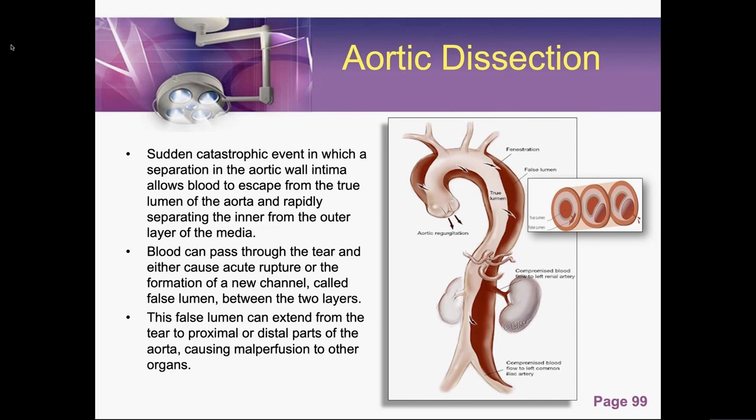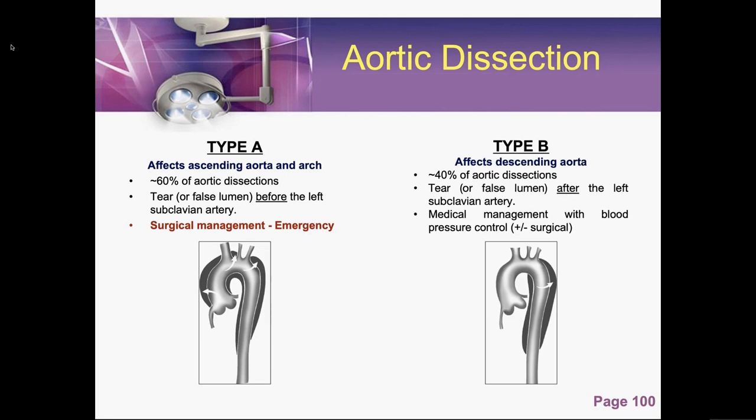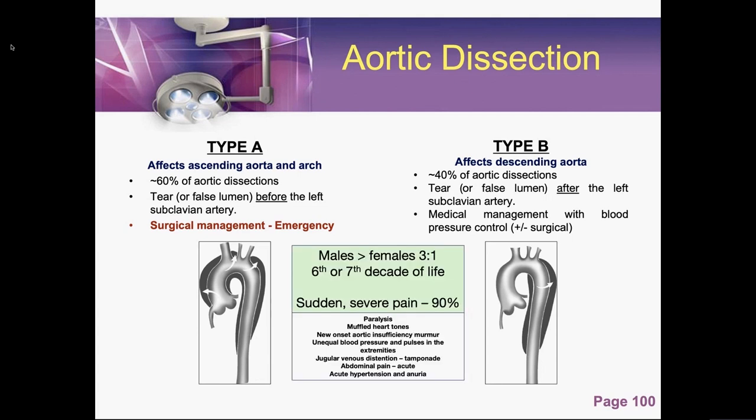The false lumen can extend from the tear to proximal or distal parts of the aorta, causing malperfusion to other organs. Aortic dissections are divided broadly into type A's and type B's. Type A's, which are the most frequent, have a tear or a false lumen that involves the part of the aorta before the left subclavian artery, i.e. the aortic root, the ascending aorta, and the aortic arch. This is a surgical emergency. The type B's, on the other hand, are less frequent. The tear and the false lumen are after the left subclavian artery and are usually managed conservatively with blood pressure control and on occasions with a surgical intervention.